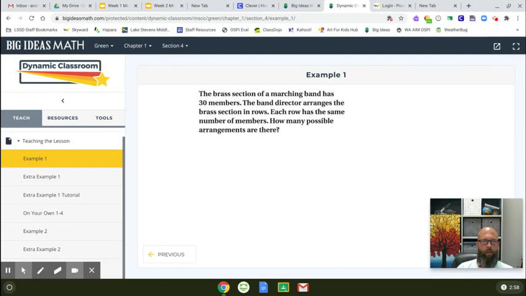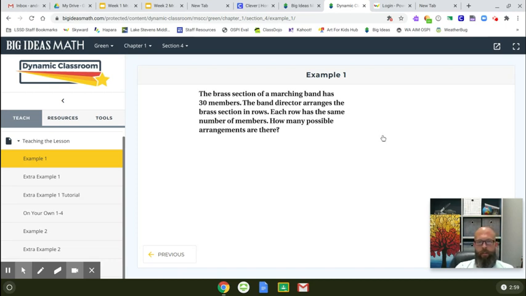So this is example 1 of 1.4. And you want to make sure that you've already looked and written down some of the notes for some of the definitions. So you need to have factor pair, prime factorization, and factor tree already written down with the key ideas that I put in the notes on this one. So if you haven't done that yet, go ahead and pause the video and go get that. All right, so here we go.